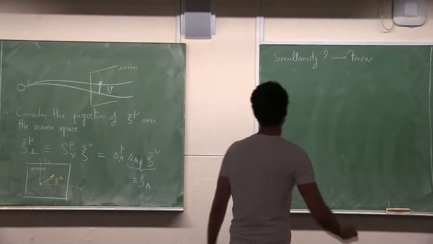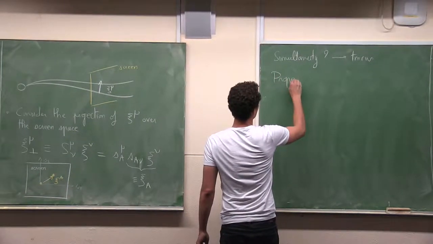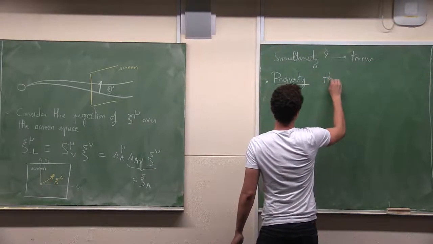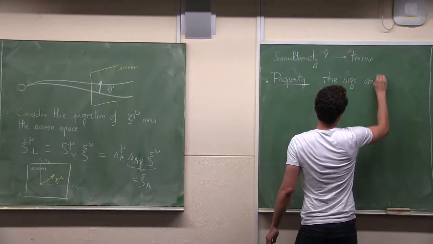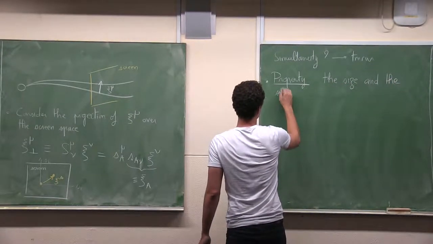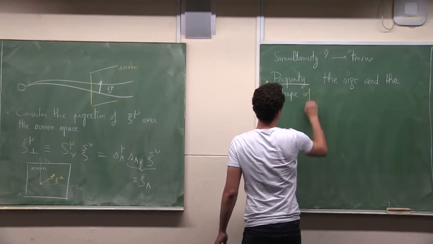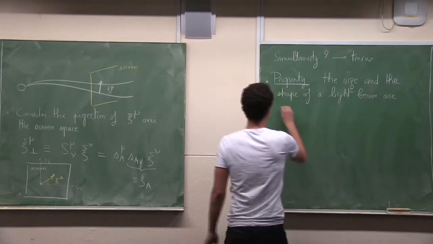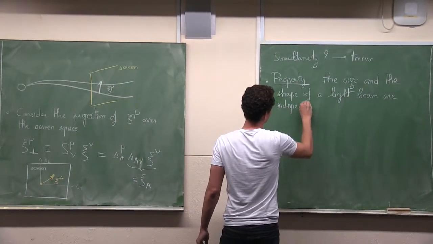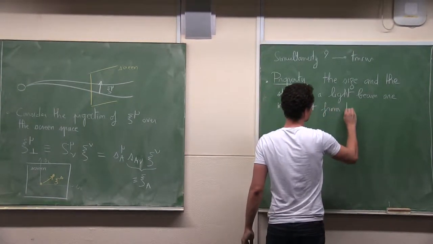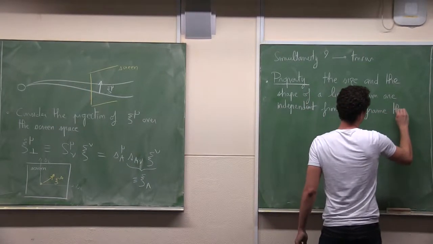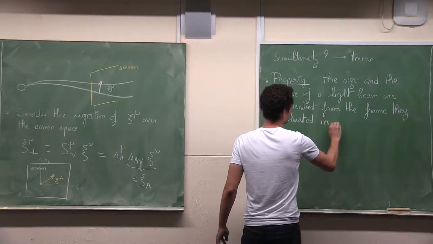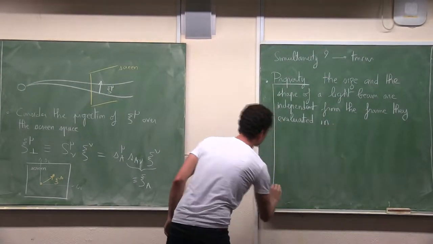But yeah, so you have a very interesting property, which is that the size and the shape of a light beam are independent from the frame they are evaluated in. So let me explain a bit better what I mean here.